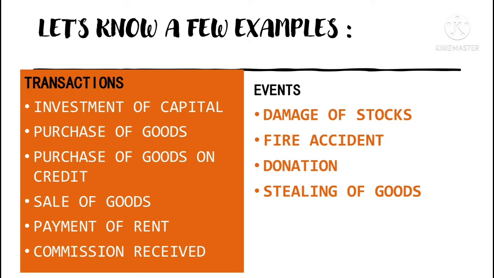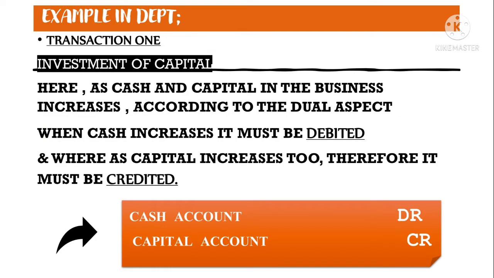I have given a few examples of transactions and events. Get a look at these. Next, let's learn a few of them. Transaction 1, investment of capital. When capital is invested, the cash supplied by the owner to the business increases. Correspondingly, the resources in the business increase too.